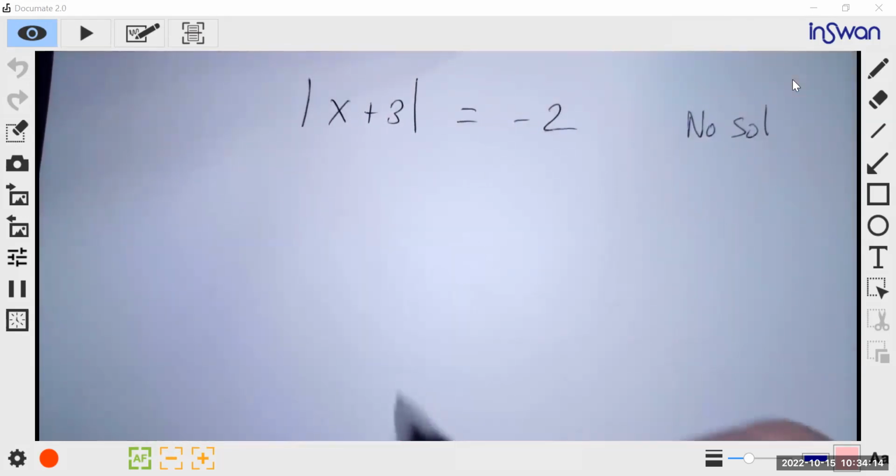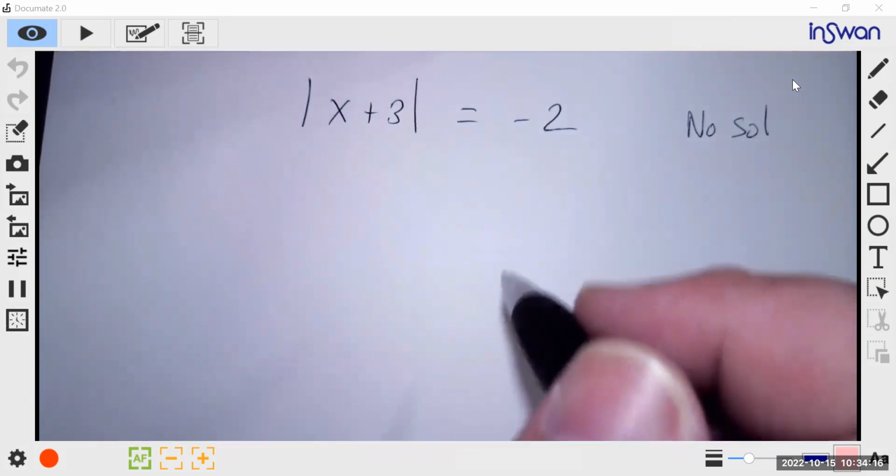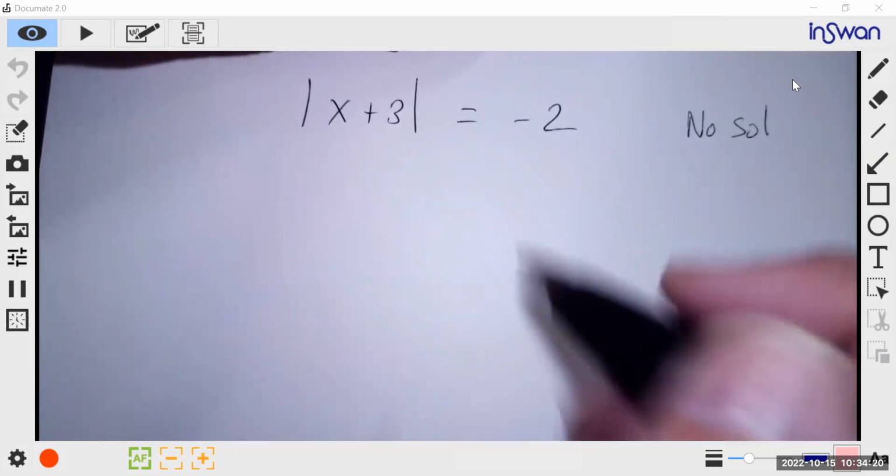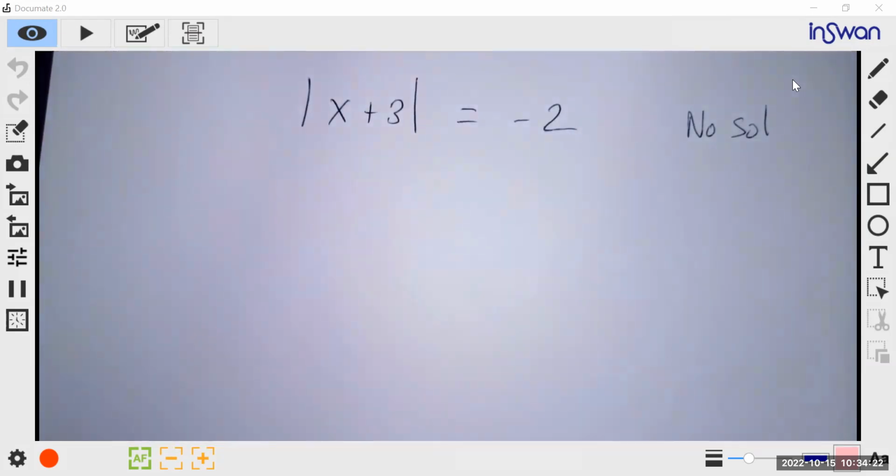Absolute value is going to equal negative. No solution. So yeah, once you isolate the absolute value and you drop it, just put a plus or minus in front of the answer and work it from there.